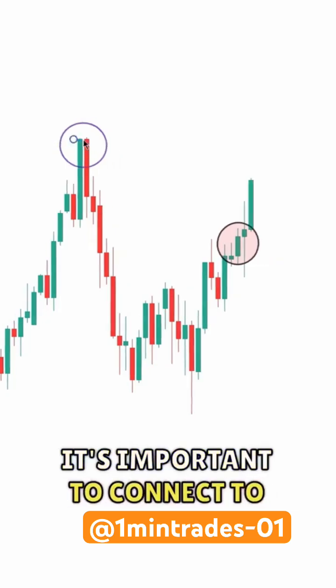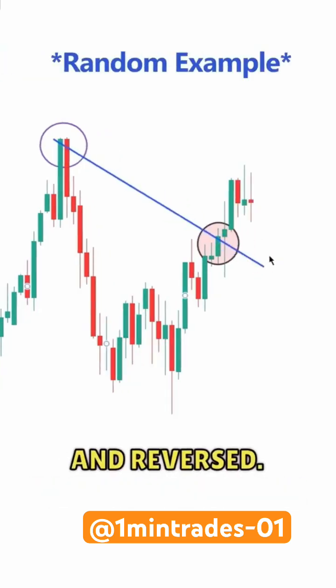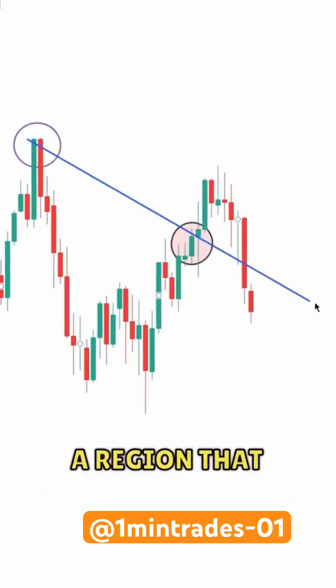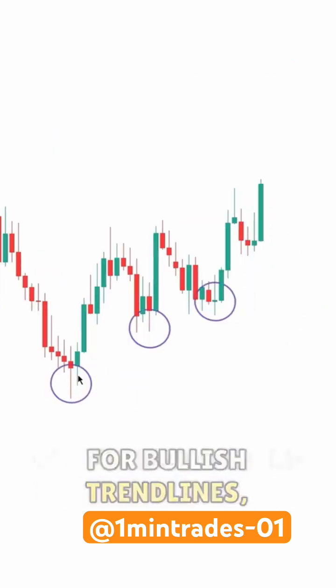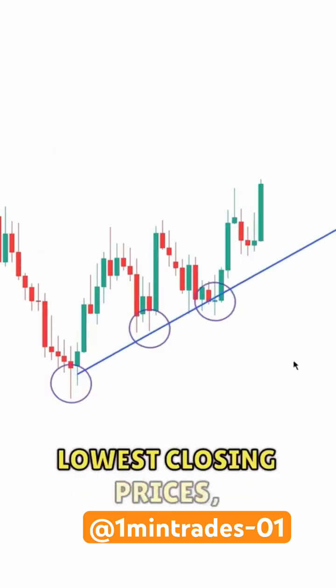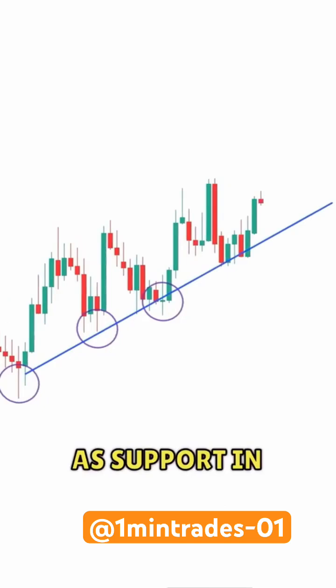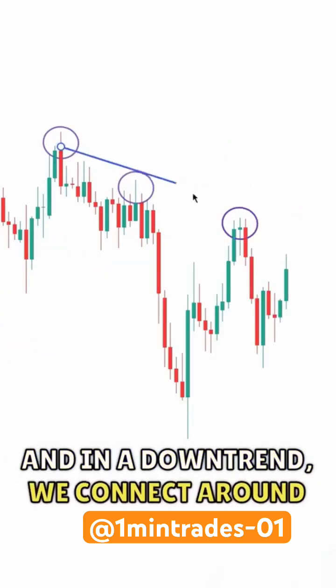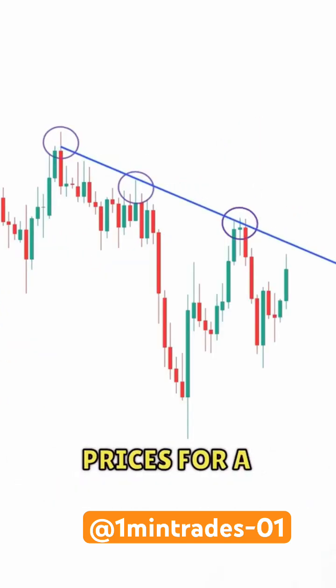It's important to connect to a point that finished forming and reversed, otherwise you might risk connecting to a region that ends up changing. For bullish trend lines, we connect around the lows or lowest closing prices, which are more likely to act as support in an uptrend, and in a downtrend we connect around the highs or highest closing prices for a bearish trend line.